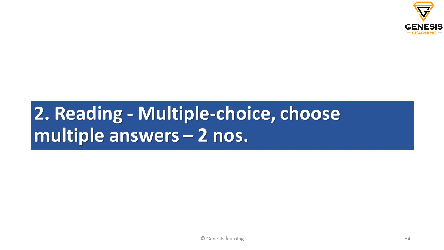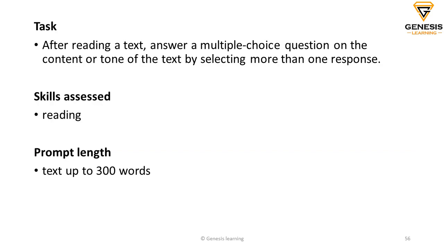The next reading task is multiple choice, choose multiple answers, and you will get 2 of them for your exam. Now, same like the previous task, you get a passage, and then on the right-hand side, you'll get a question with 4 or 5 different options. But the only interesting thing here is, it's not one answer, but there are more than one. It can be 2, it can be 3, I don't know. It can be how much ever answers.